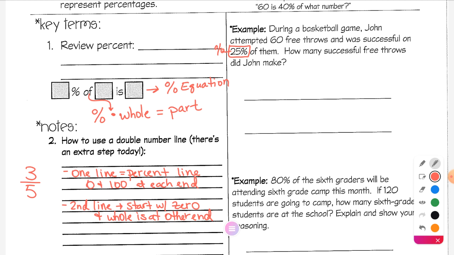During a basketball game, John attempted 60 free throws and was successful on 25% of them. How many successful free throws did John make? So we are talking about he attempted 60 free throws, and it's asking about successful free throws. Which one would be the part? Which one would be the whole? Maya? The 60 is a whole, because that's the total number of free throws that he attempted. So I'm going to put a W there. So that means I'm looking for the part. Okay? And we're going to stop there.